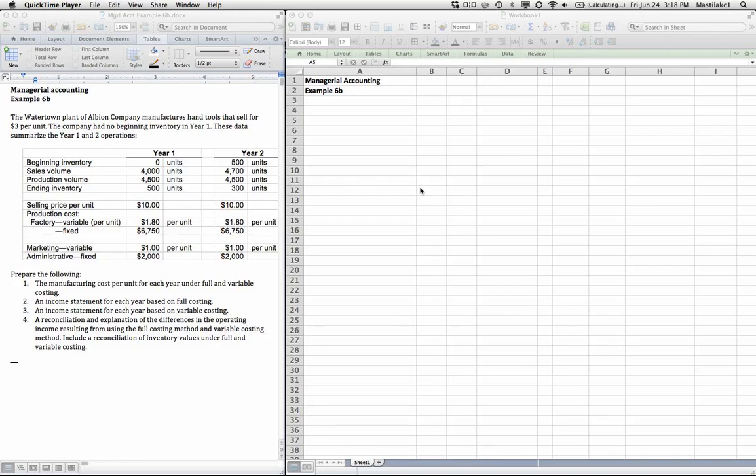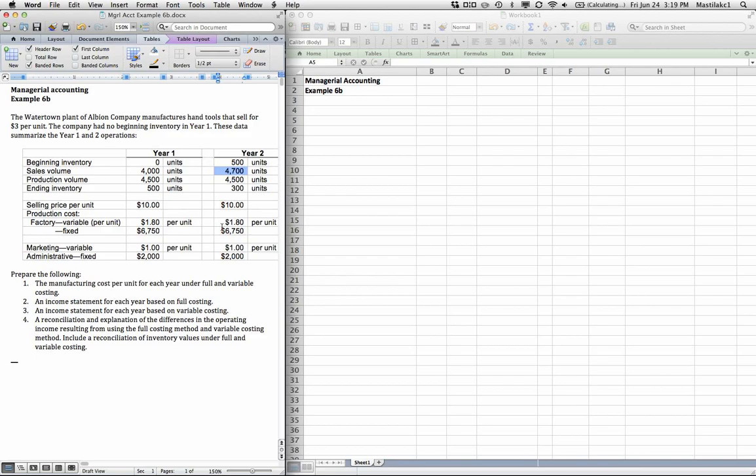Okay, so we're going to do Managerial Accounting Example 6B. Please find and read and be familiar with the given data. Now what we've got here is a company that produces the same number of units in 2 different years. The first year they sell less than they produce. The second year they sell more than they produce. All of their costs per unit are going to be the same, and their selling price per unit is going to be the same for the 2 years.